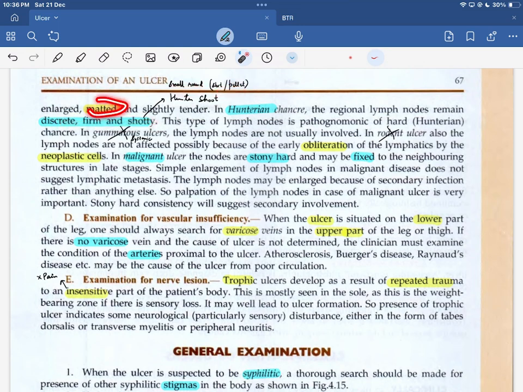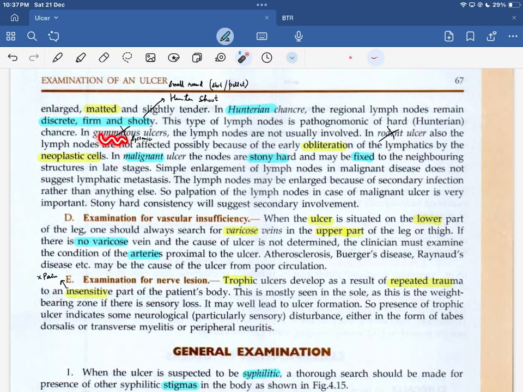But the matted, firm kind of nodes, these are TB lymph nodes. So this type is obviously pathognomonic. It's so different from the others. And in the gummatous ulcer, lymph nodes are not usually involved. So that is a very important thing.